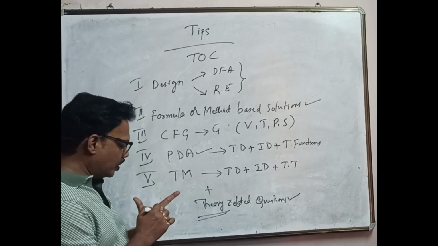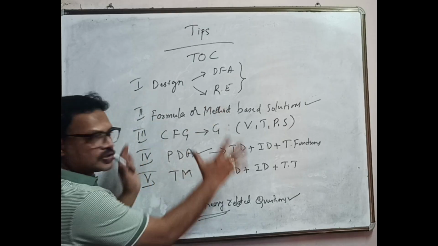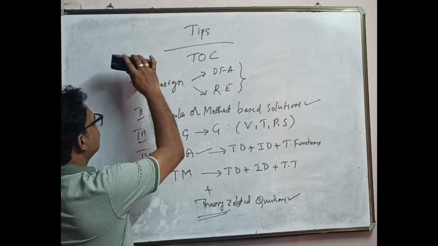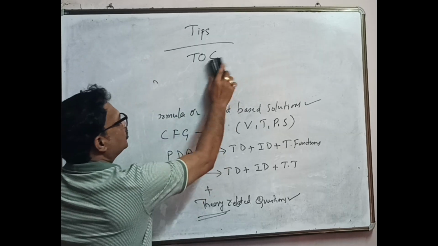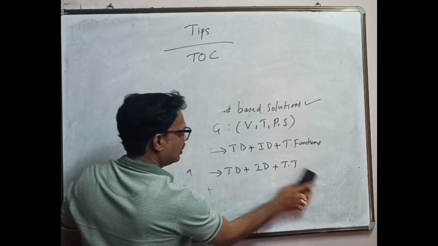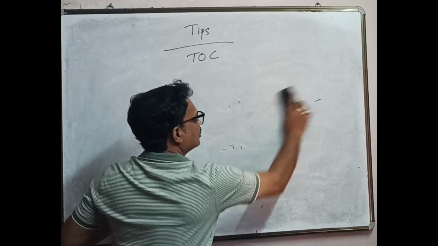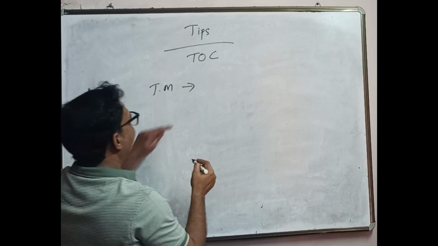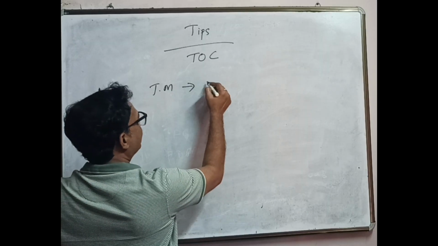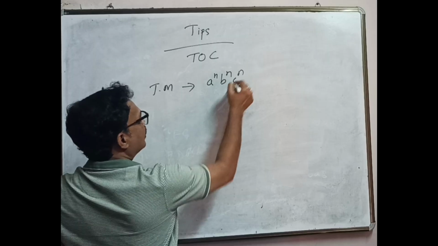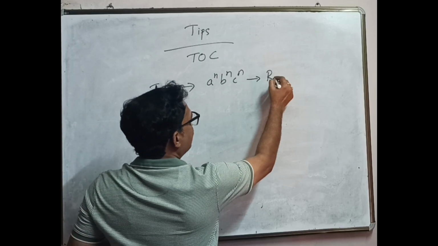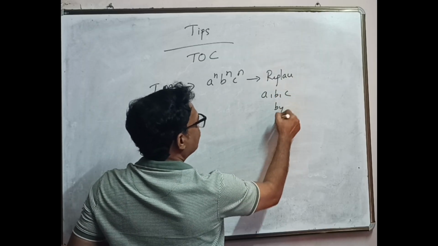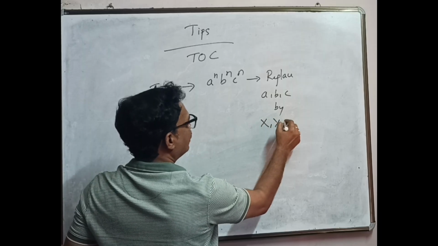Okay. Now one more tip, I hope you understood overall how we have to start. So one more tip I would like to give you is, as far as Turing machine concept is concerned, what you do is, if at all the problem asked is pattern based, like a to the power n, b to the power n, c to the power n, you better replace these symbols A, B, C by any character X, Y, Z.